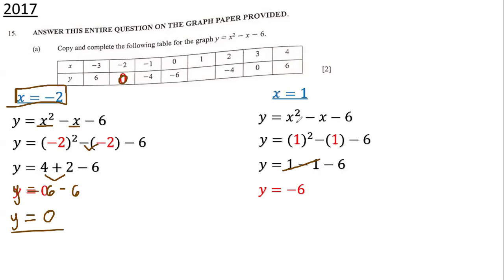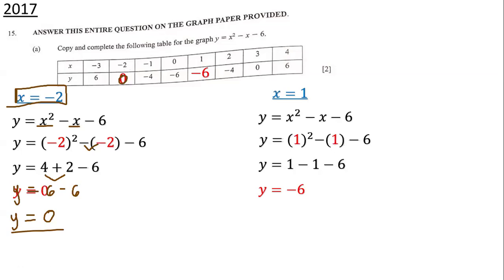And then we have, this is x is equal to 1. So whenever we see x, we're going to put 1. So it's going to be 1 squared, and this is just 1. And so 1 squared is 1, minus 1. What is 1 minus 1? 0. So we're just left with -6. That means this is going to be 0 and this is going to be -6. That makes sense?